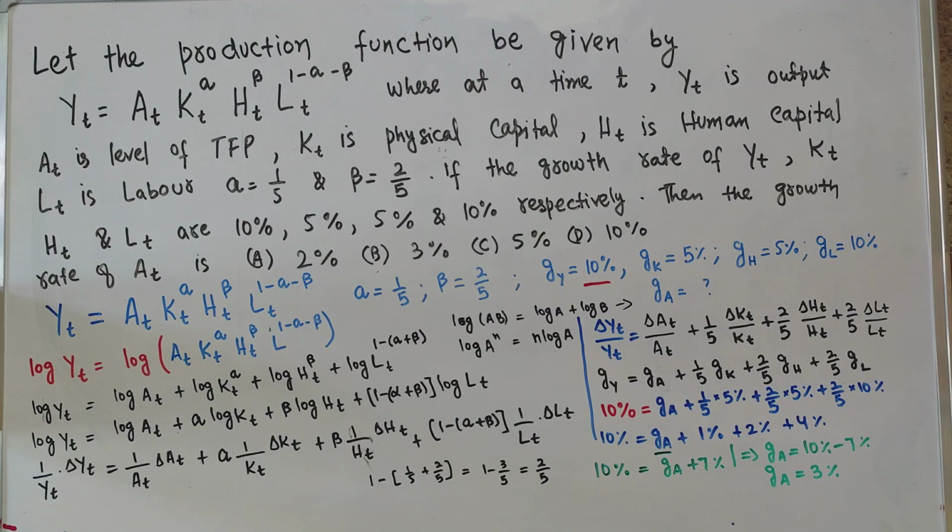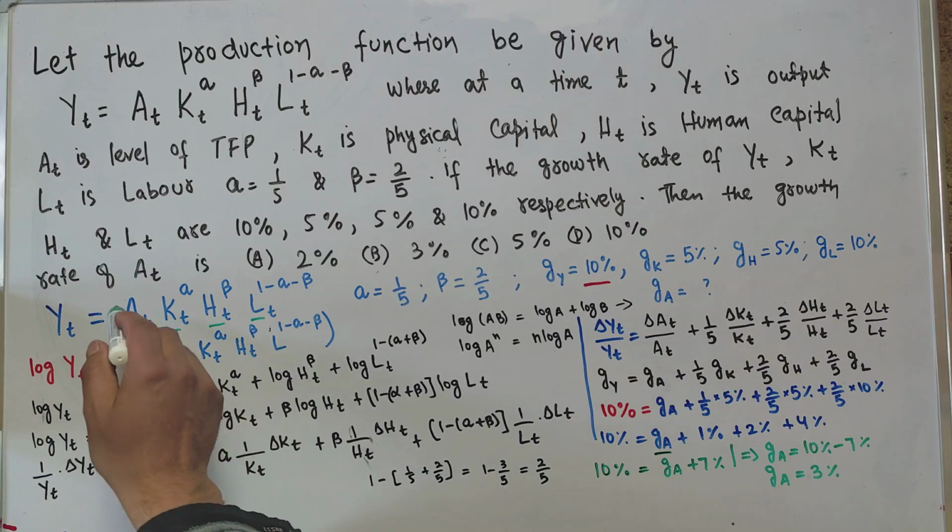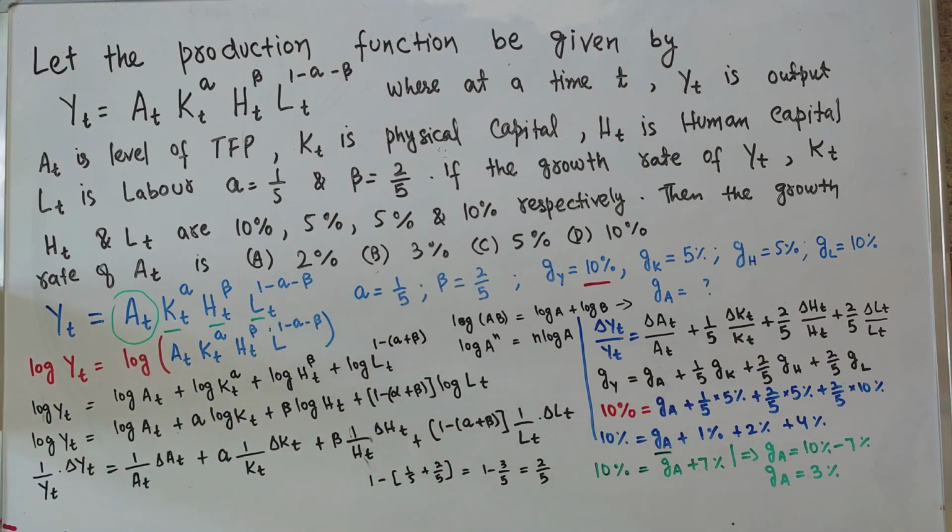Okay, so I hope I make myself clear in this video. By total factor productivity, we mean the Solow residual, the increase in the growth rate that is not explained by the physical capital, human capital or labor, and which is only explained by the state of technology, what we call the total factor productivity, and at times we call it Solow residual. Okay, I hope I make myself clear in this video.